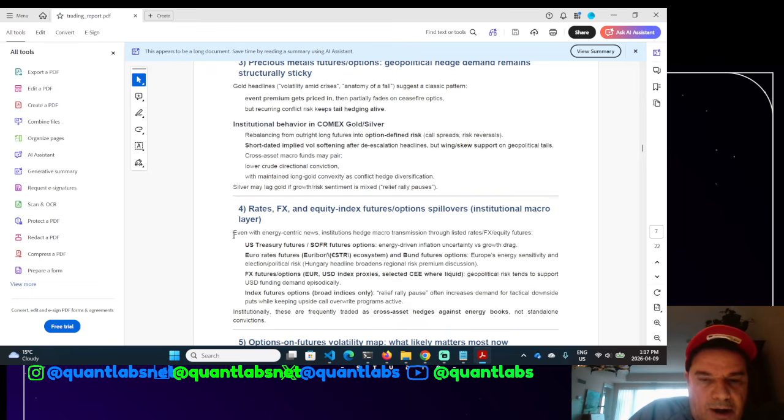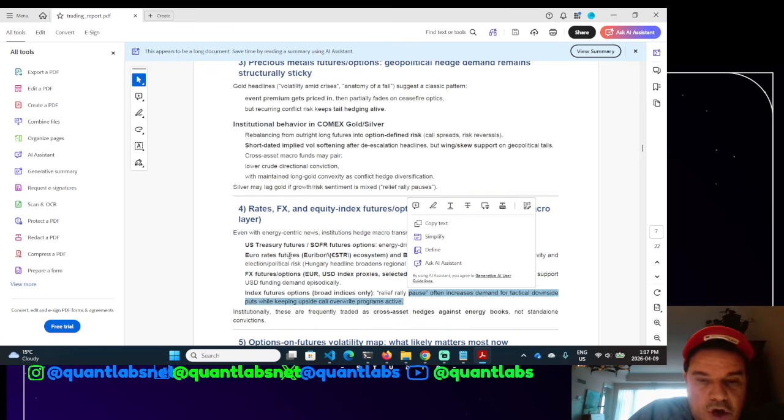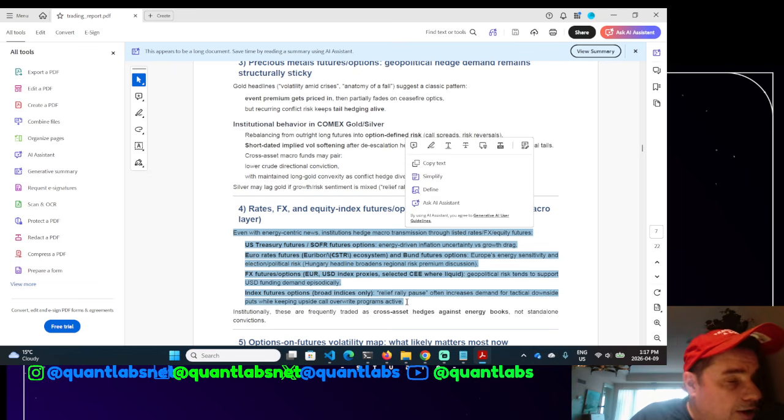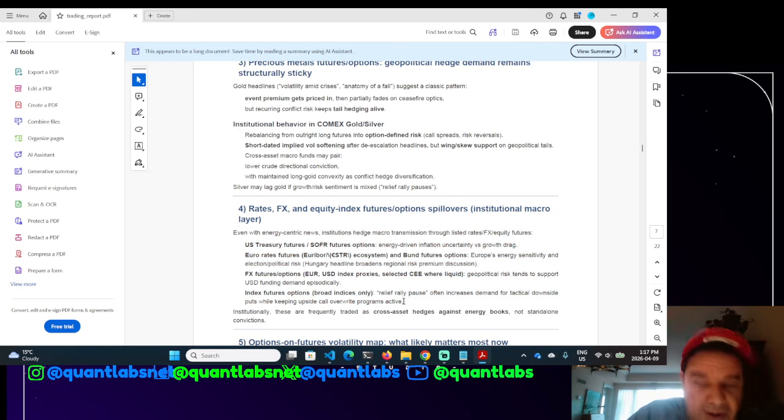And then it brings in all of these institutional level trading again on retail Forex. So you get those technical analysis chartists on MetaTrader. If they don't understand what's going on and what's driving the price of the euro, Japanese yen, and the like, okay? Sorry to tell you that, but this right here is what's driving that. So we have here euro rate future, Bund future options, Europe's energy sensitivity and election, Hungary, and so on, that impacts the euro. Okay? And you can say the same thing on the yen and the like.